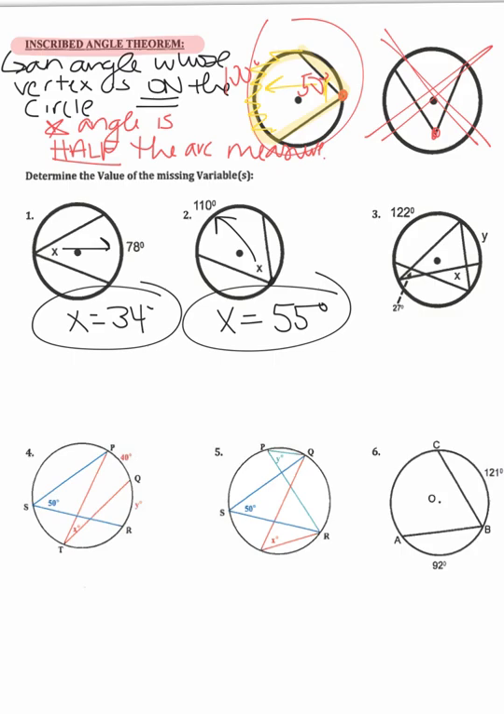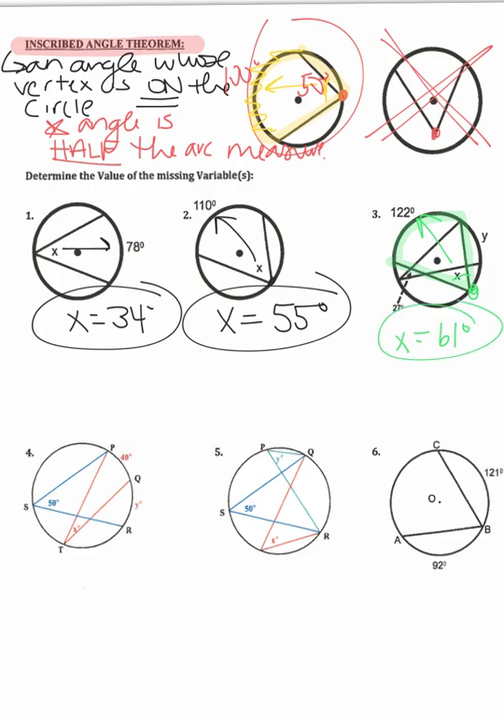Number 3 is where it gets a little entertaining because I have multiple pictures in here. I'm going to highlight where I have a number. This arc is 122, and I'm going to highlight the piece of pie it corresponds to. I want to find x first. x is an inscribed angle because the vertex is on the circle, so it's half of its arc measure. Half of 122 is 61 degrees.